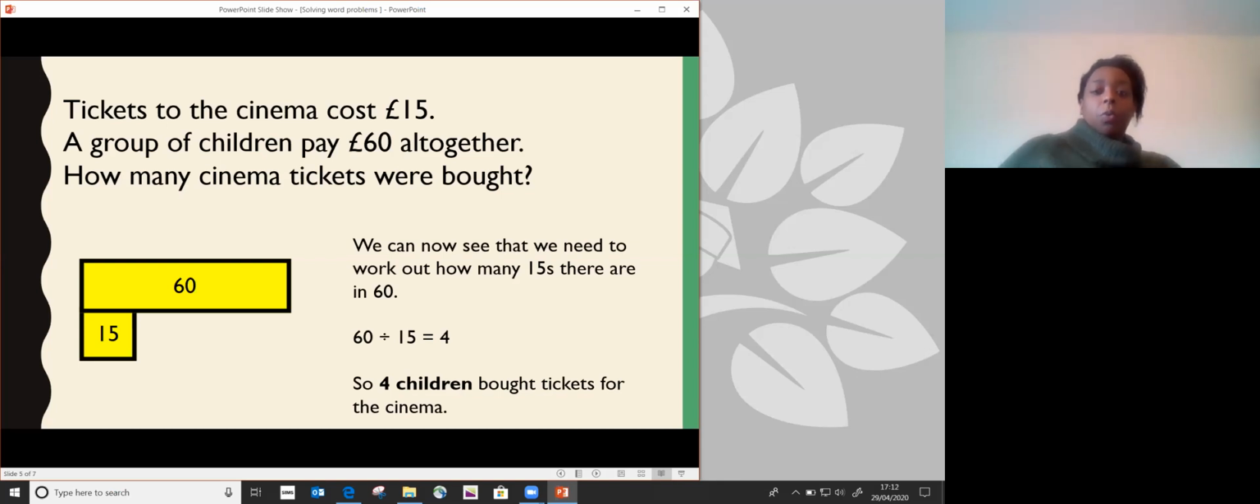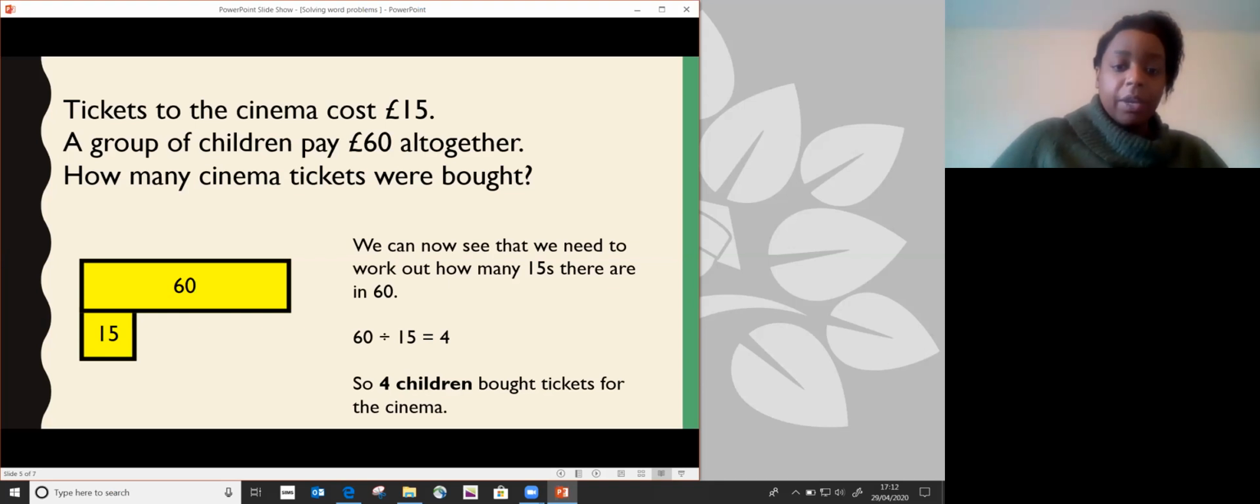So those were quite straightforward one-step problems. I'm going to have a look now at how we can relate this to a kind of SATs level question.